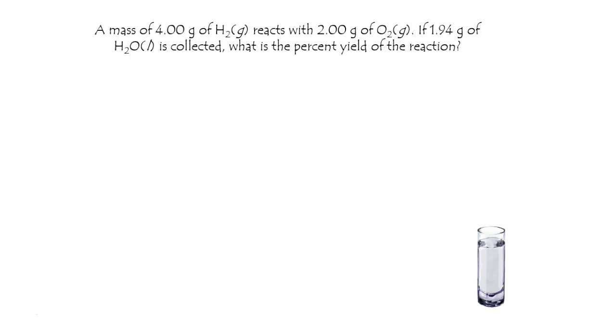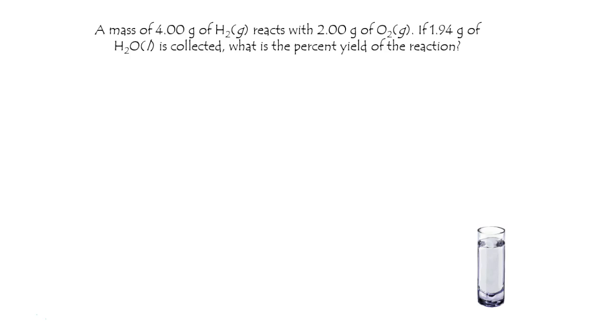We need a balanced chemical equation. We need to determine the limiting reactant either by inspection or by brute force. And then we need to compare that theoretical yield, which it will give us, to the actual yield of 1.94 grams to get a percent yield.